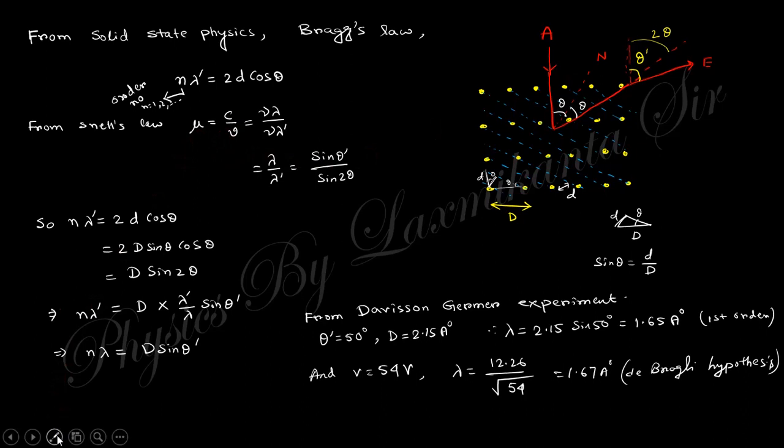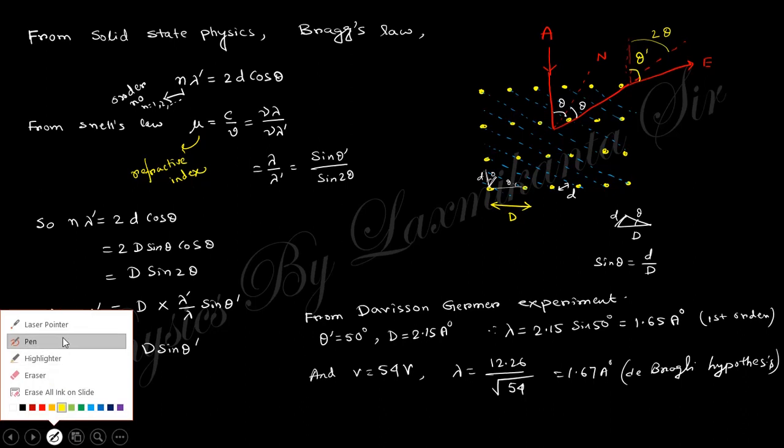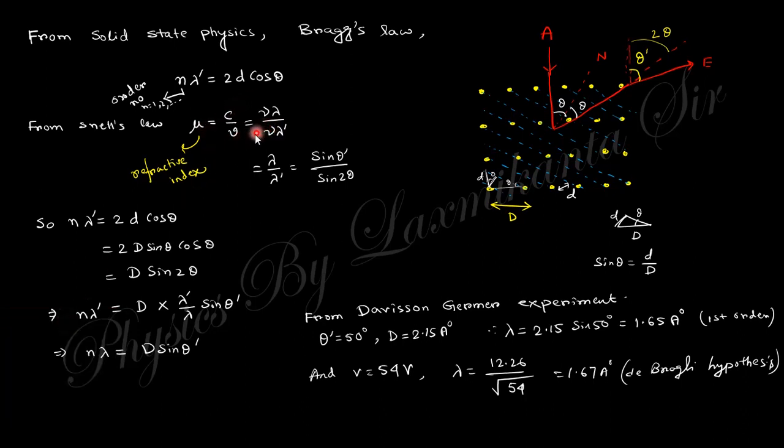the refractive index. This mu is nothing but the refractive index, that is c by v, and this can be written as lambda by lambda prime. So this is lambda by lambda prime, and you can see that mu equals sin theta prime by sin 2 theta. This is the angle of incidence, this theta. So this is the incident and this is the refracted. That's why this is sin theta prime by sin 2 theta.